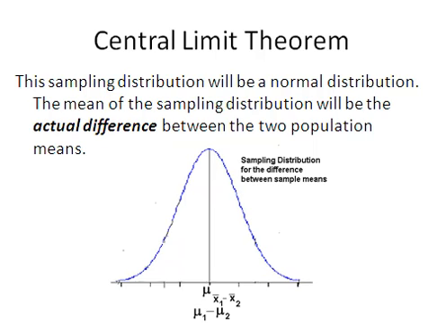Now the central limit theorem also applies here. It basically tells us this new sampling distribution will be a normal distribution. And the mean of this new sampling distribution will be the actual difference between the two population means.